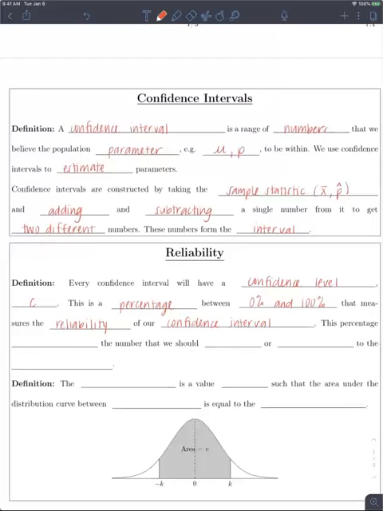This percentage is what determines the number that we should either add or subtract, or not either, but we have to do both. Add and subtract to the point estimate.